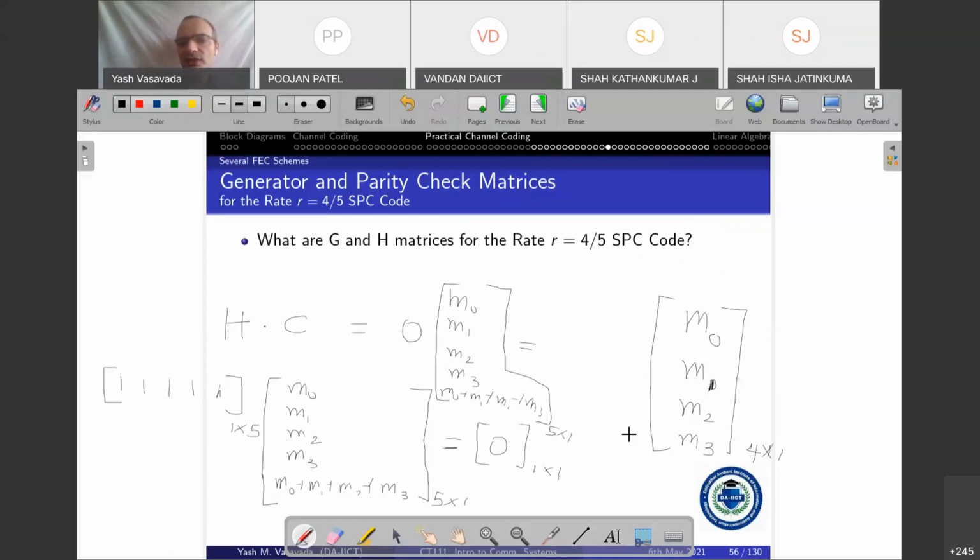So first of all, what should be the size of G? 5 cross 4. And who can say what G actually will be? The first four rows will be the identity, with zeros, and the last row will be all ones. So first will be identity. At the bottom, all ones.